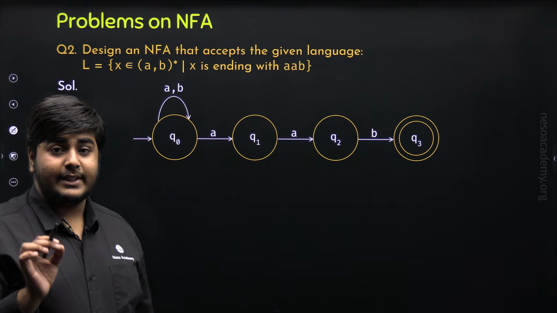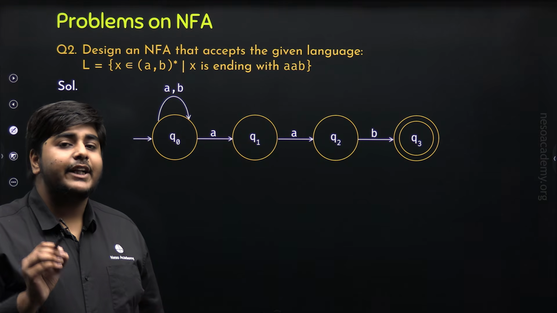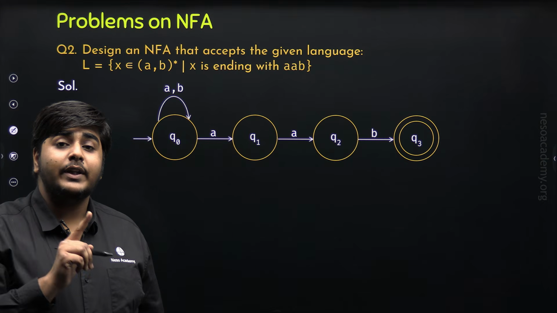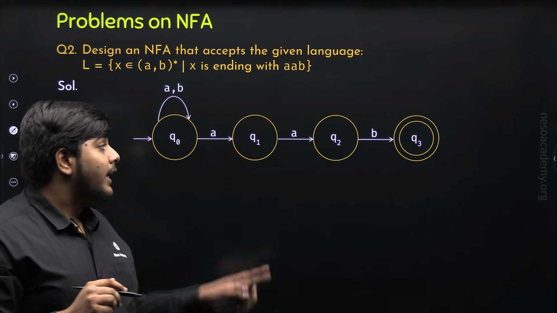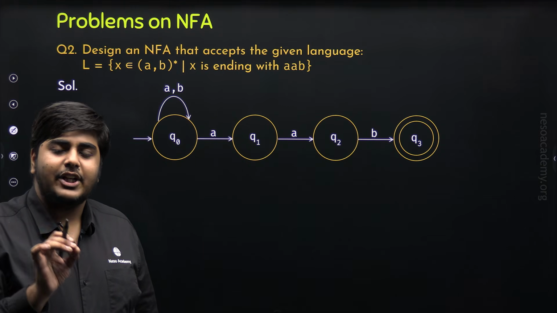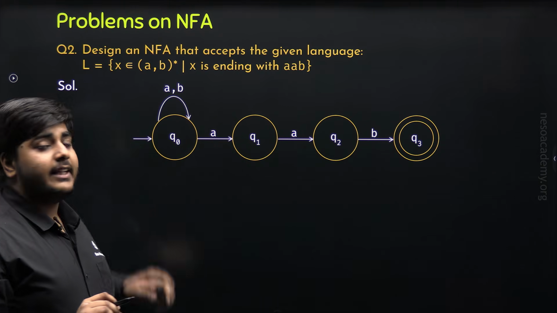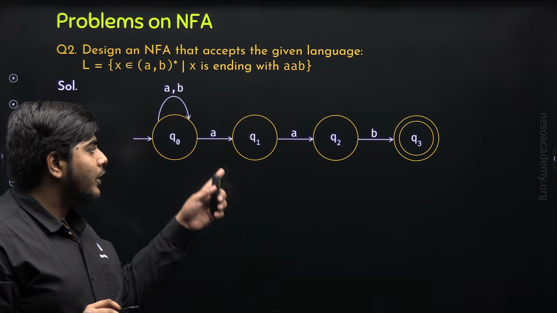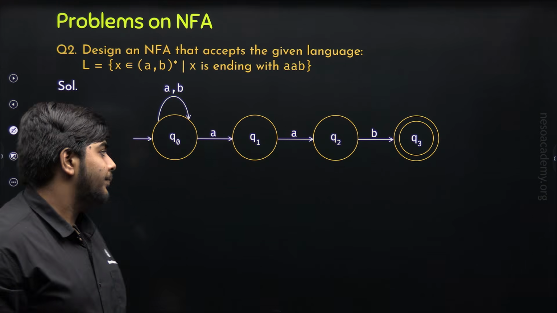In this NFA, you can see we have not completed all the transitions for all the input symbols, because that's what we do in the case of DFA. In case of NFA, we only make the transitions that are sufficient and necessary to represent the given language. Now we will quickly see the transition table corresponding to the transition diagram.